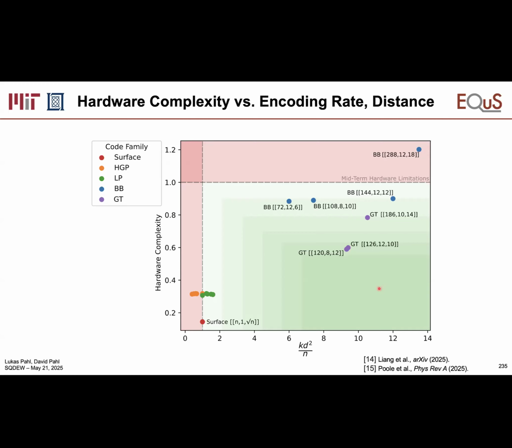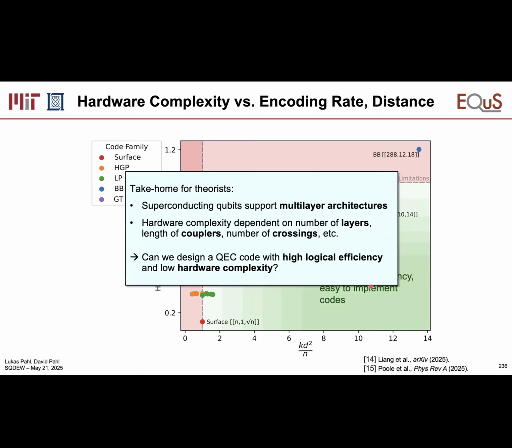So we want to find and discover more codes that are in this region. And so for theorists, if you're a theorist working on quantum error correction, know that we can build multi-layer architectures. At least we plan to, maybe in the future. The hardware complexity depends on a number of things, but what we want is a QEC code with a high logical efficiency and a low hardware complexity.